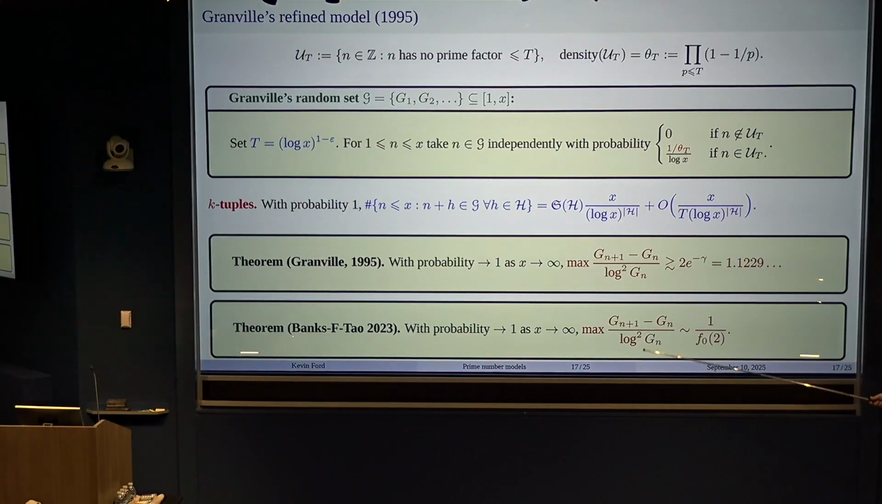In 1995, Granville showed that this ratio is at least 2e to the minus gamma. But essentially, what's in the paper was 1 over little f0 of 2, assuming that the right-hand side is finite. So just by reinterpreting a few things in the paper, we've shown this. Again, little f0 of 2, knowing that value would help us with some of these conjectured results for large prime gaps.